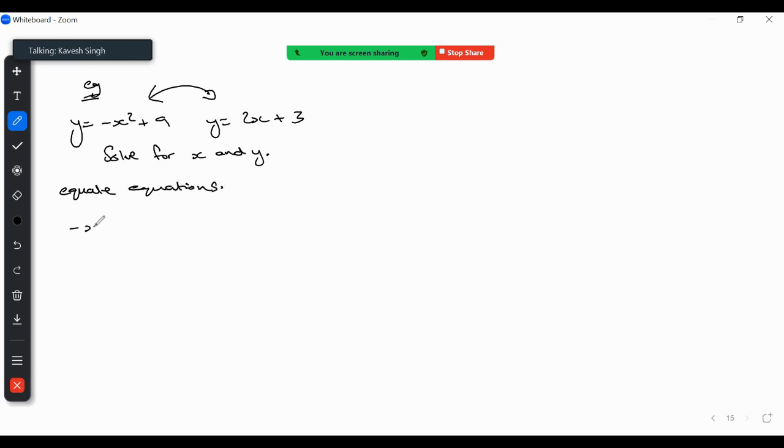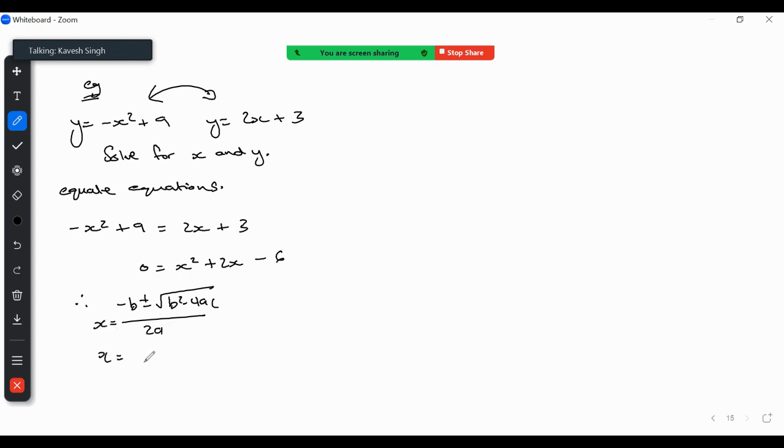And so negative x squared plus 9 will equal 2x plus 3. Moving everything to the right hand side becomes x squared plus 2x plus 3 minus 9, which is negative 6. And now I've got to solve this. So I can use the quadratic formula, minus b plus or minus the square root of b squared minus 4ac, over 2a, to find my exact x values.